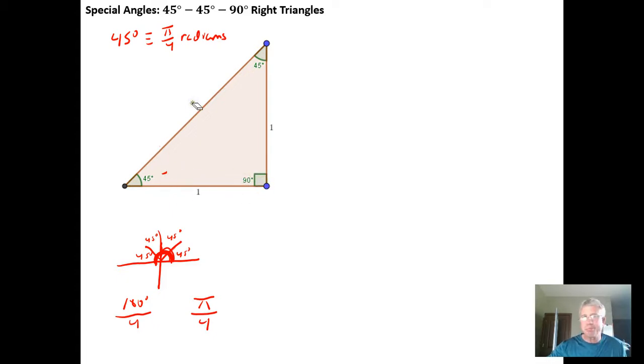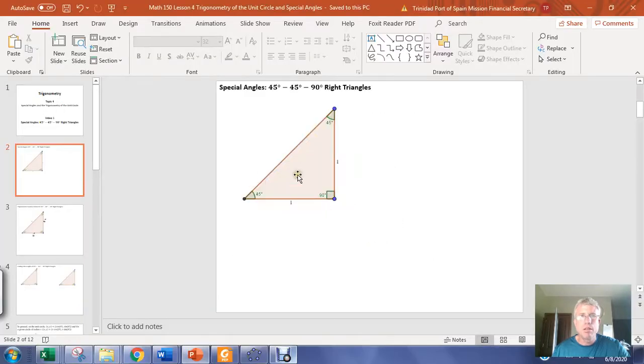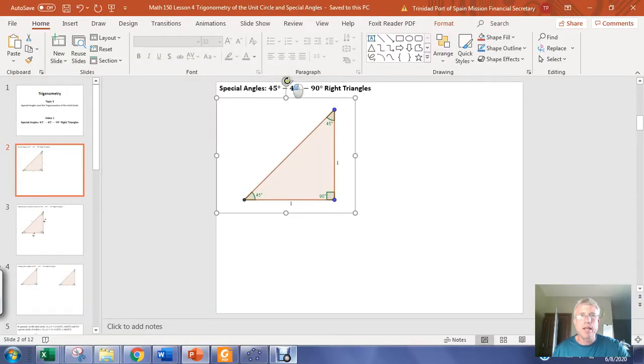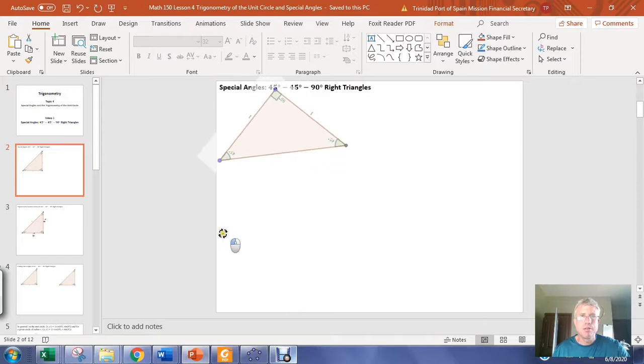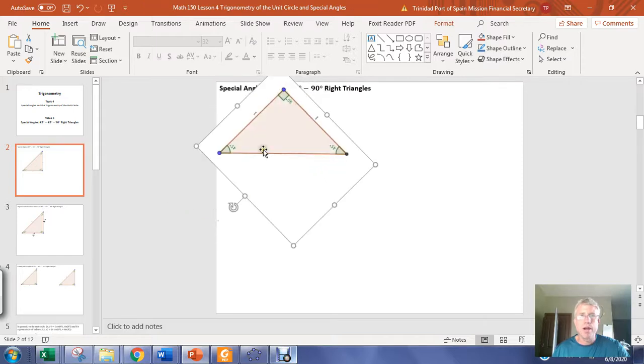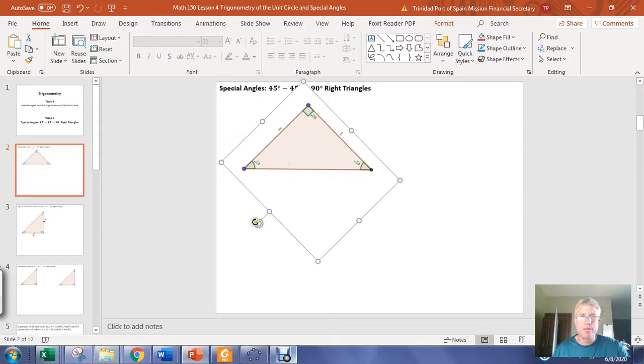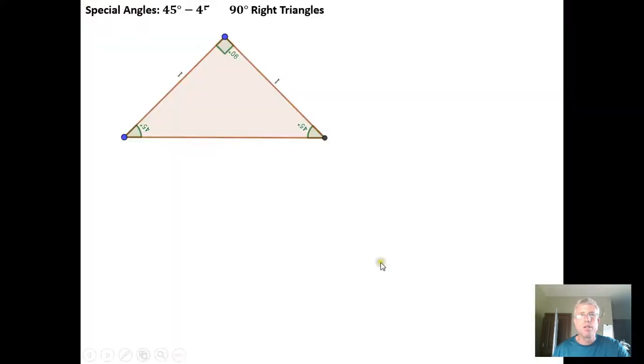So the first step really in looking at this is to go ahead and orient the 45, 45, 90 triangle a little bit differently. So I'll spin it around, reorient it, and then from this vertex at the 90 degree angle, I'm going to drop a perpendicular to the side opposite.